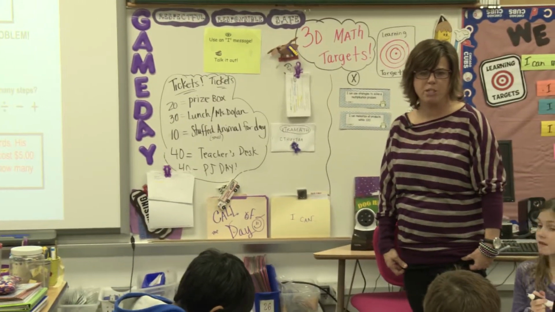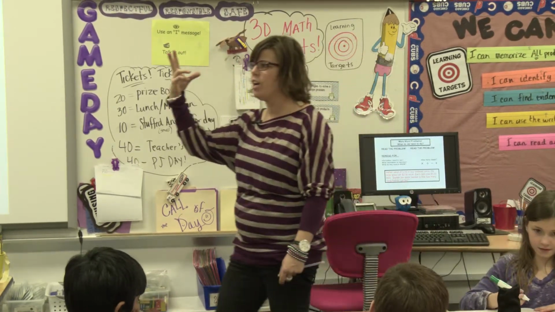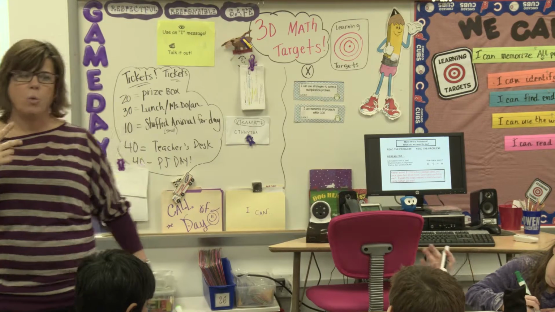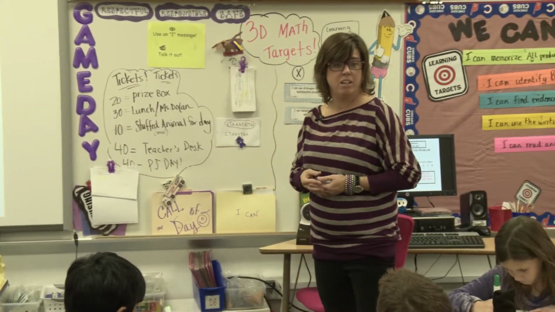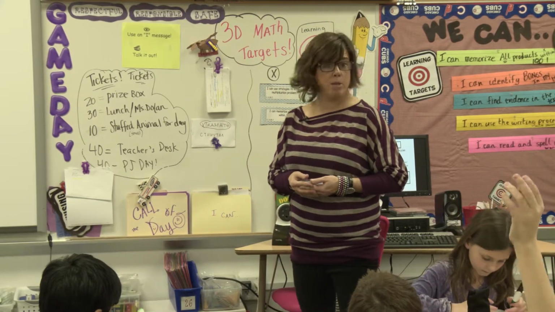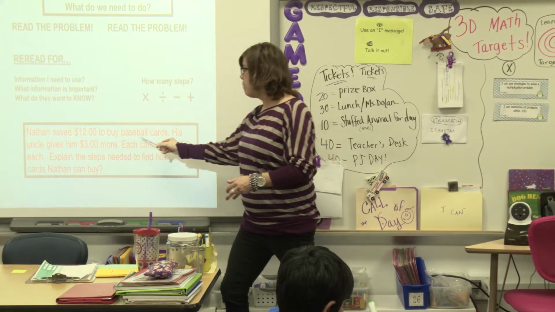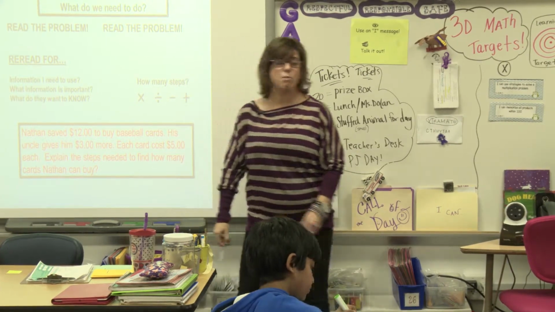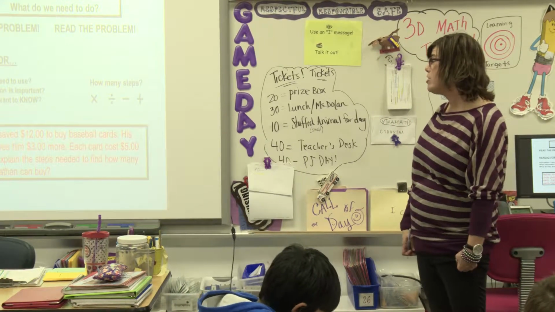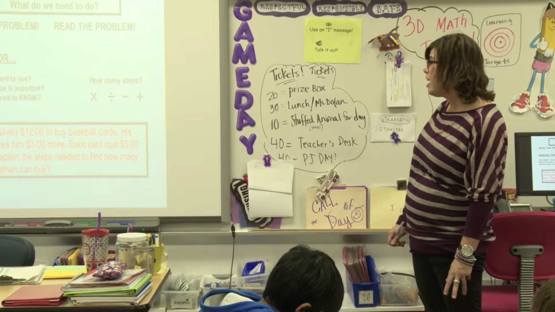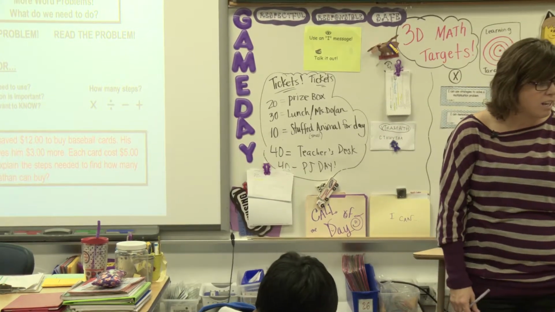How many jobs are we doing here? How many jobs? Who knows? Raise your hand if you think you know. There's 2. Do you have any idea what they might be? No? You want me to reread? Nathan has $12 saved to buy baseball cards. His uncle gives him $3 more. Each card costs $5 each. Explain the steps needed to find out how many cards Nathan can buy.